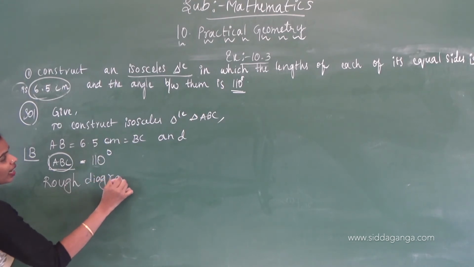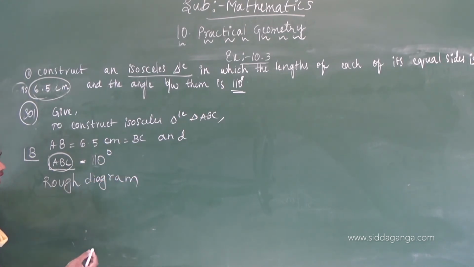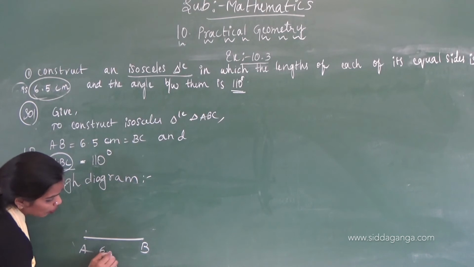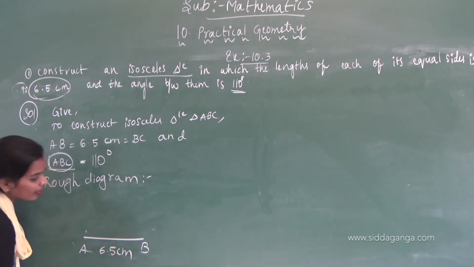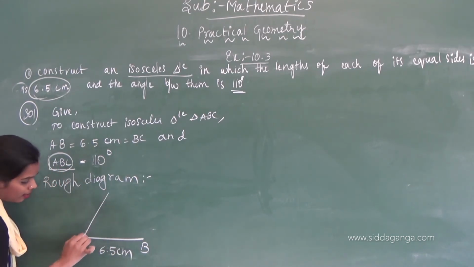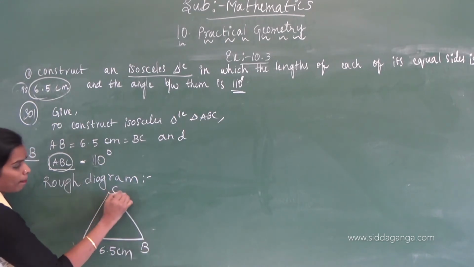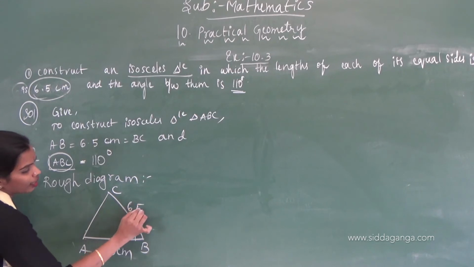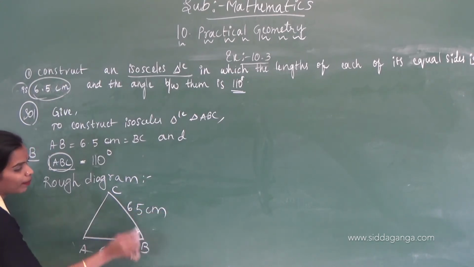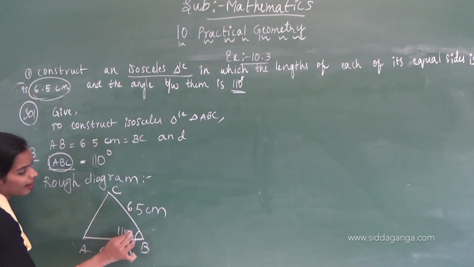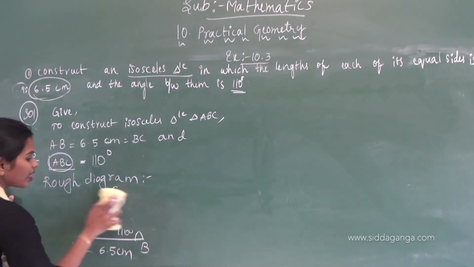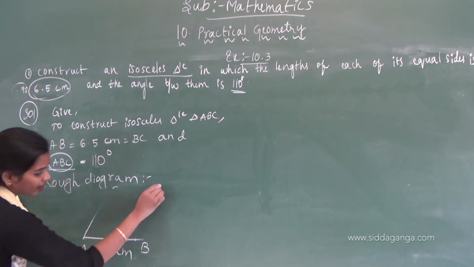In between anything AB or BC, I have to take one thing. AB as 6.5 centimeters and then BC as 6.5 centimeters. The angle between AB and BC is 110 degrees. This is an obtuse angle. In a rough diagram also you can take that only.